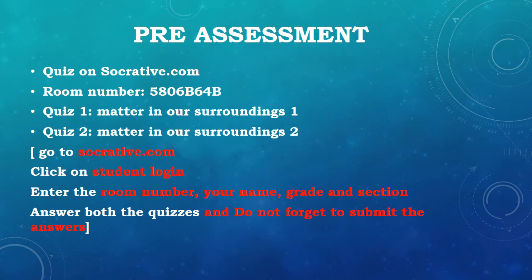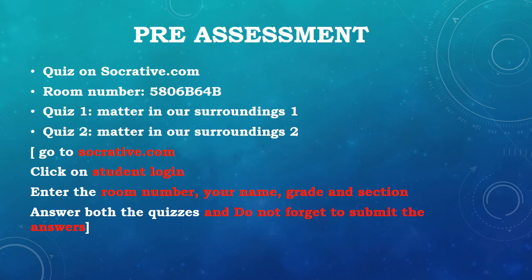Now, if you have not used Socrative.com before, please follow the steps mentioned here. First, go to the website Socrative.com, click on student login. It will direct you to the page and it will ask you for the room number. Room number is what I have mentioned here, the second point, 5806 B64B. That's the room number you need to enter. Then please enter your name, full name, class and section.